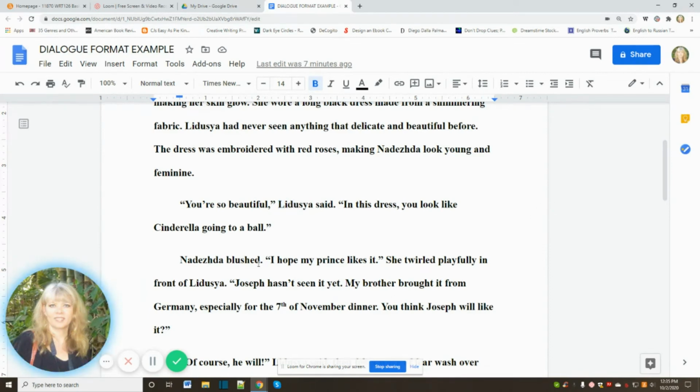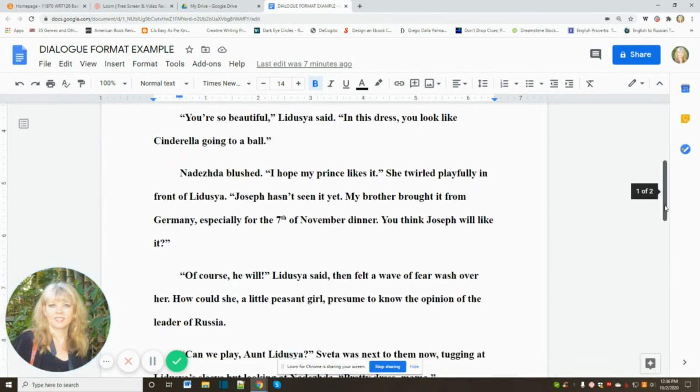So let's take a look at this example. Nadezhda blushed, and there's a period because blushing is an action. It's not a way of saying words, right? Then we have her words, and there's a period here because what follows, she twirled playfully, is an action, so it's a separate sentence. It's not she said, he said. That's why we have a period here, right? And that continues.